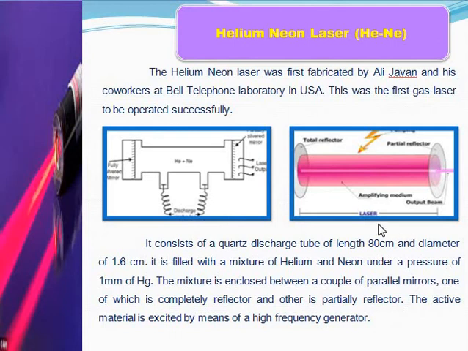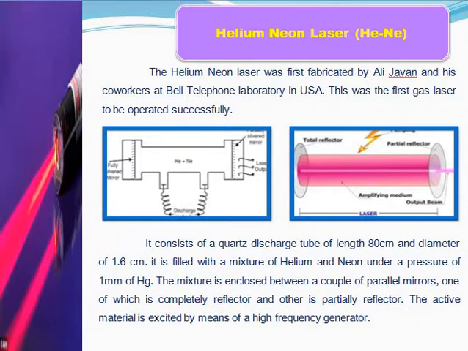Okay, dear students, physics class 2, lasers, in which we are going to study the construction and working of the helium neon laser, that is a gas laser. The helium neon laser was first fabricated by Ali Javan and his co-workers at Bell Telephone Laboratory in USA. This was the first gas laser to be operated successfully.